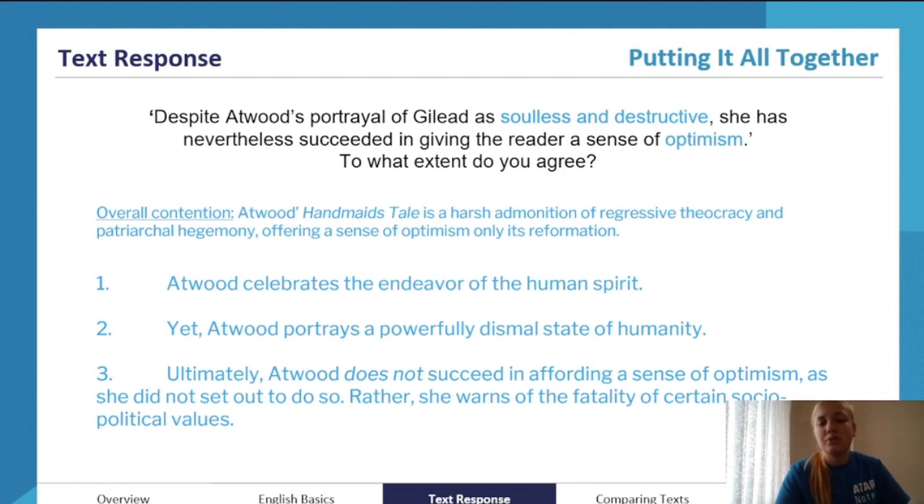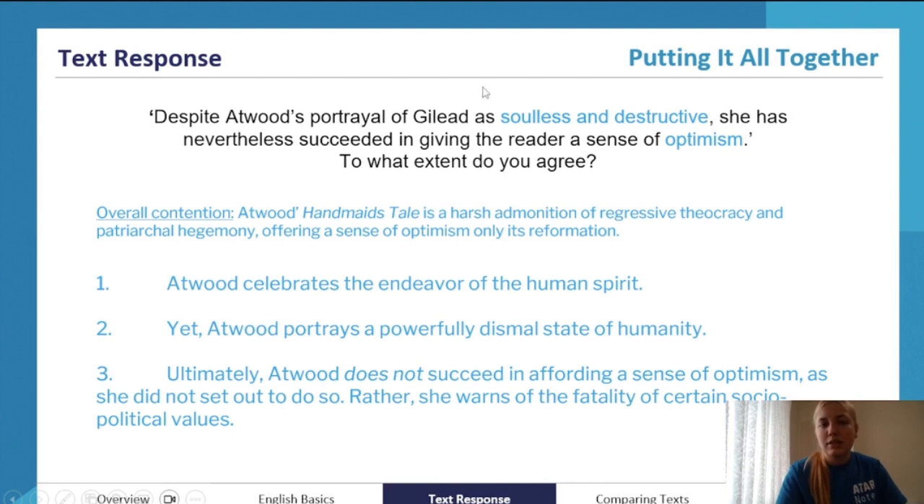And that's exactly, if you've seen or read Handmaid's Tale, you would understand that even though it is a dystopian world that's been created, it's quite a negative portrayal, and Atwood does suggest that basically humanity is set to regress rather than progress through the text in the series. So our arguments could then be that Atwood celebrates the endeavor of the human spirit, yet Atwood portrays a powerfully dismal state of humanity. And this is where we talk about how we see Gilead as being soulless and destructive.